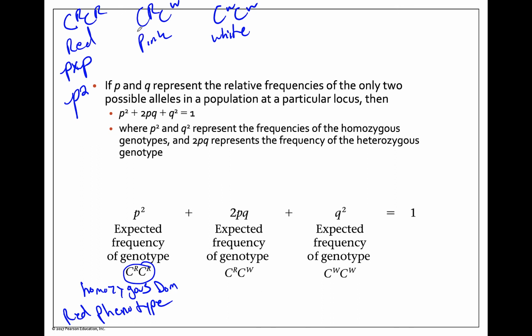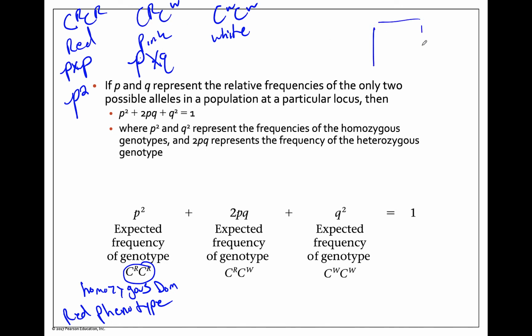All right, if you're pink, you have one allele for P and one allele for Q, right? Because dominant is P and recessive is Q. And we're going to multiply these together. P times Q. When we do the cross, this is actually twice as likely. We have two ways to get this. You can be CR-CW or CW-CR.